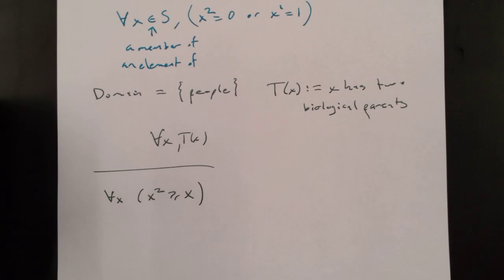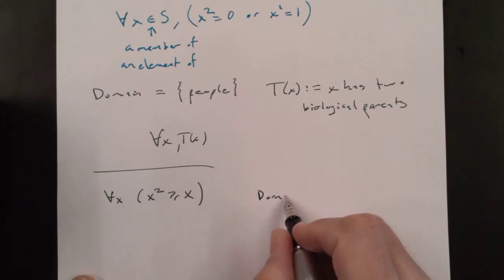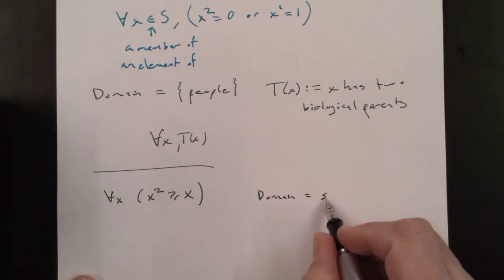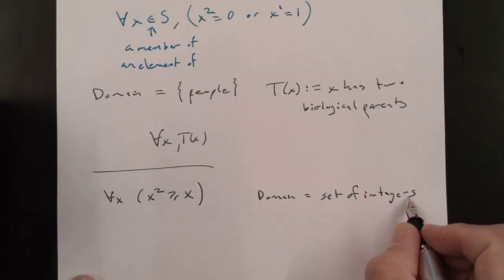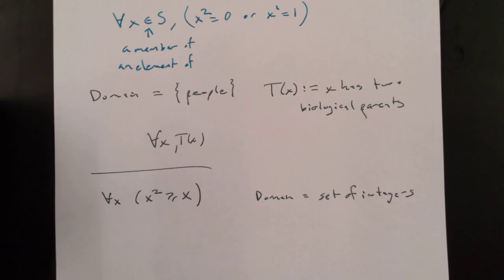Let's assume our domain is integers. Somebody tell me, what is the set of integers? I promise we'll talk about sets and all sorts of different sets of numbers a little bit later on, but this one I can look up at the moment. What are the set of integers?